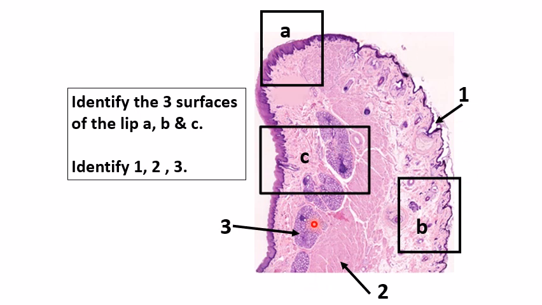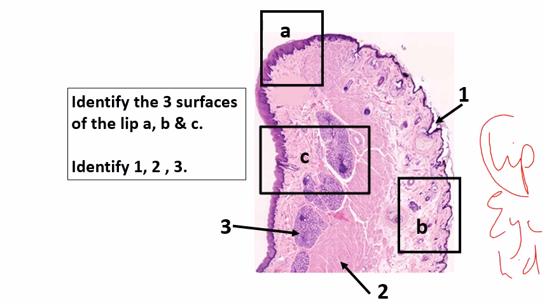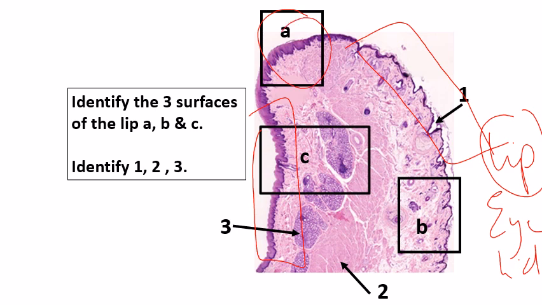What is this section? I have a problem here. Is it lip or eyelid? Who can tell me? It's a lip. Why? Look between the epithelium and the mucous membrane here at A. This is called the lip margin. I cannot have hair follicles or eyelashes, while in the lid I can see the hair follicles and the eyelashes.